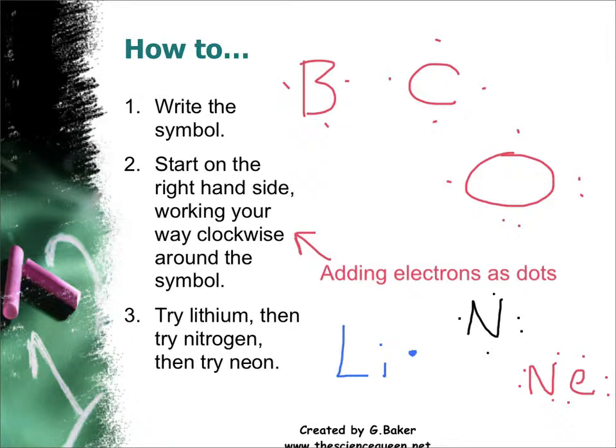Neon has 8 valence electrons, 10 total, 2 for the first layer, 8 in the second layer, and so it's got 8 on the outside. And 8 is the most number of valence electrons that you're going to see. We call that an octet.